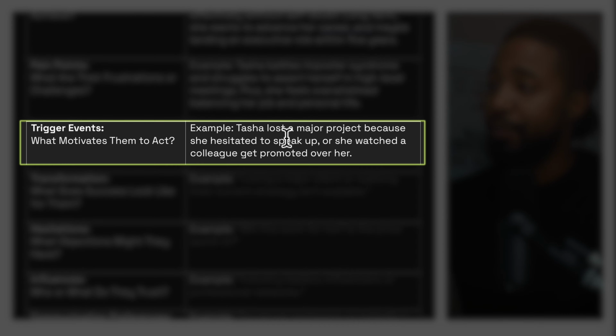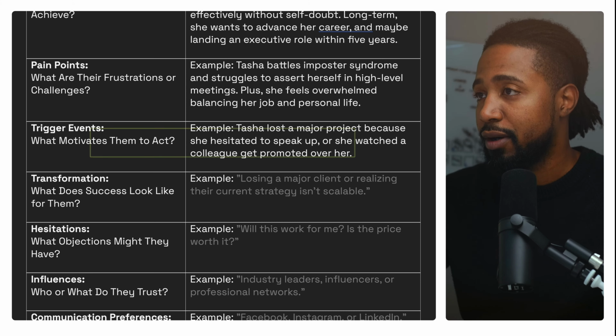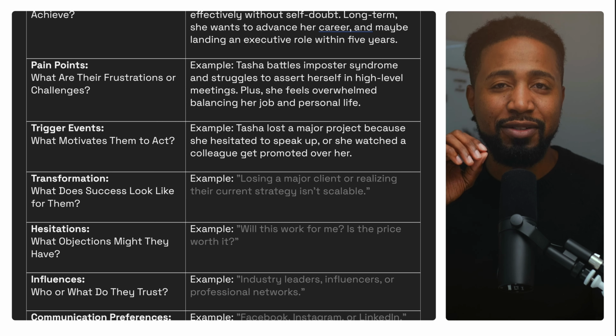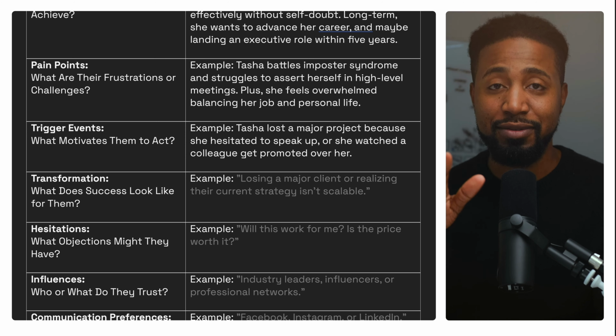So for Tasha, maybe she lost a major project because she hesitated to speak up or watched her colleague get promoted over her. That pinch of urgency drives her to start looking for a confidence coach, someone just like you, if you're a confidence coach, that is.